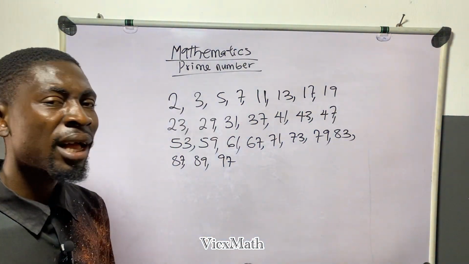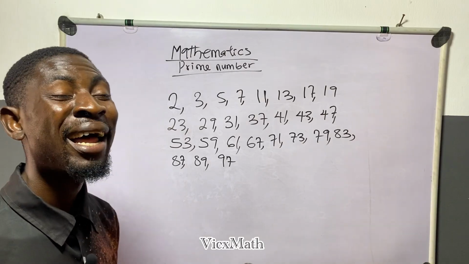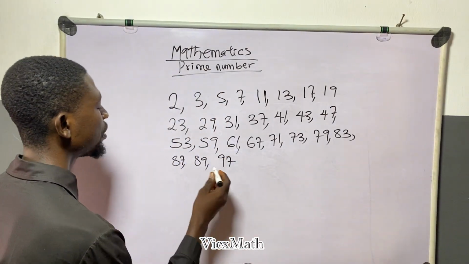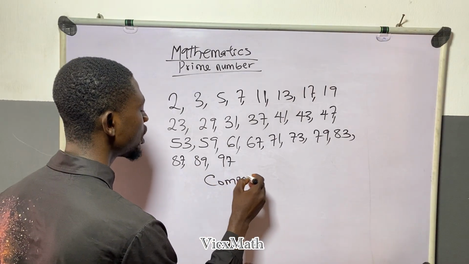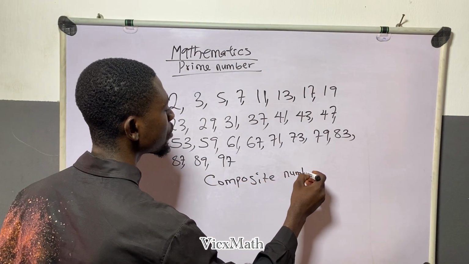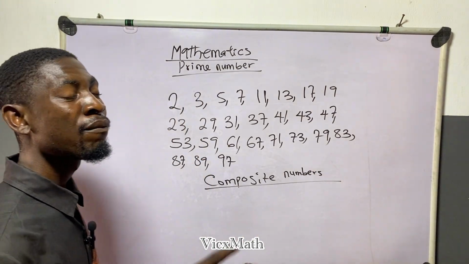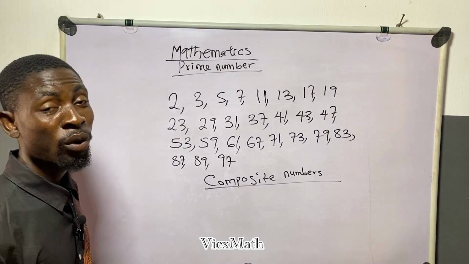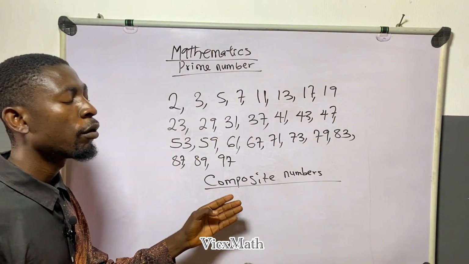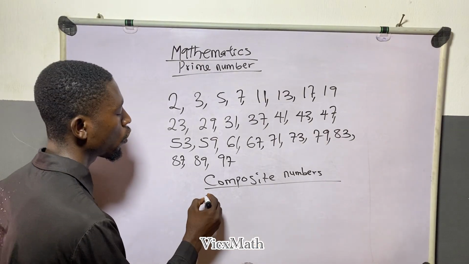Before then, let's look at what we call composite numbers. What is a composite number? Composite numbers are those numbers that have more than 2 factors. See the spelling, please. I'm not an English teacher. Composite number. Prime numbers are the ones that have just 2 factors, but not less. That's why 1 is not here. But composite numbers must have more than 2 factors, starting from 4.